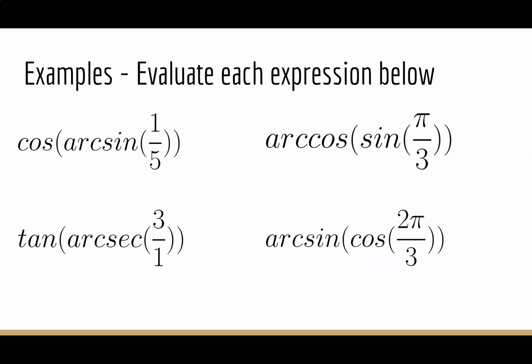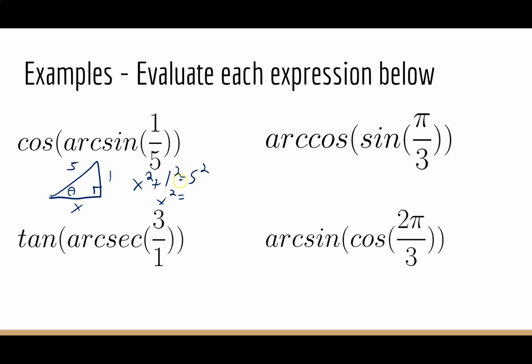And lastly, let's just go ahead and go through a few. Make sure you know what you're doing. So I'm going to start with the ones on the left, which are triangle problems, arcs on the inside. So the cosine of arc sine 1/5. So triangle, sine of 1/5, so opposite over hypotenuse. That's our angle. Cosine, I need that value.